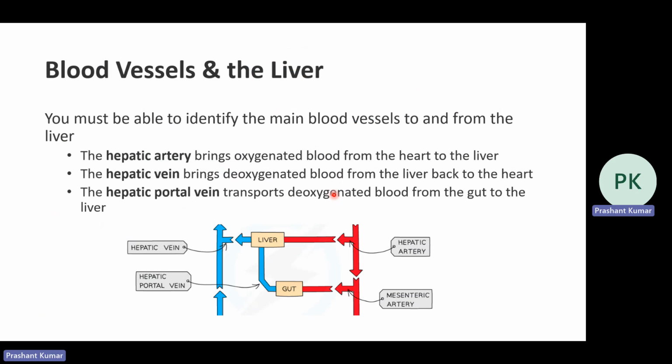Then blood vessels and the liver. Again, sometimes they ask this section, so I'm just showing you this section part. This is the hepatic artery, which is carrying oxygenated blood from the heart to the liver. And the hepatic vein is this one, the blue color, which carries deoxygenated blood from the liver back to the heart. This blood vessel will go up to the vena cava and to the heart. The hepatic portal vein, this one, connects the gut to the liver. This transports deoxygenated blood from the gut to the liver. So this is also a kind of vein.